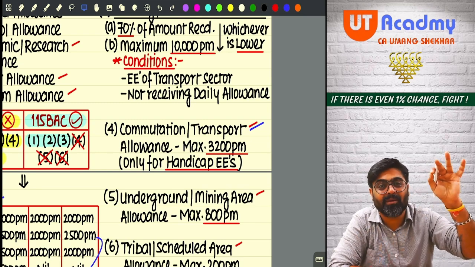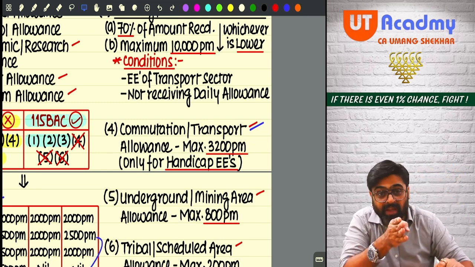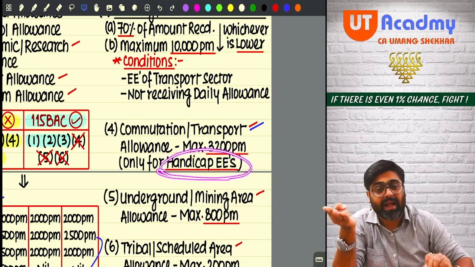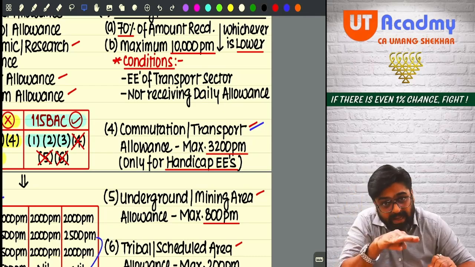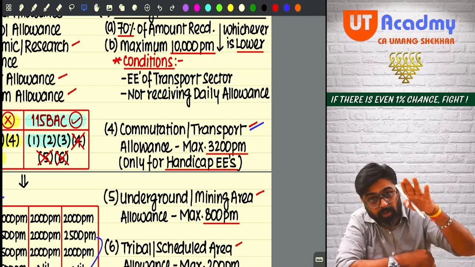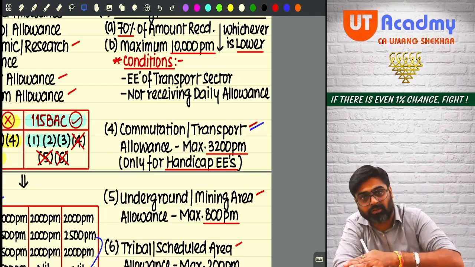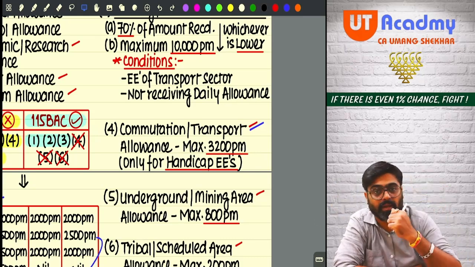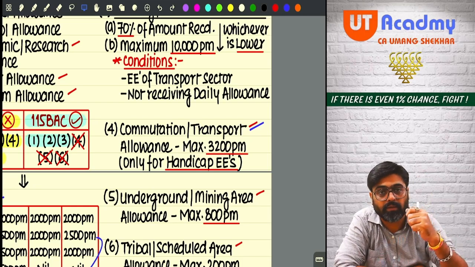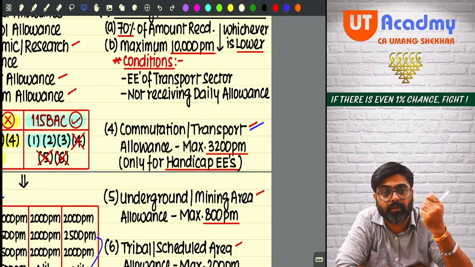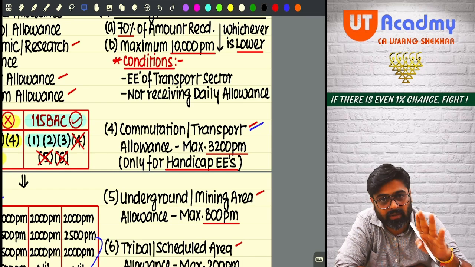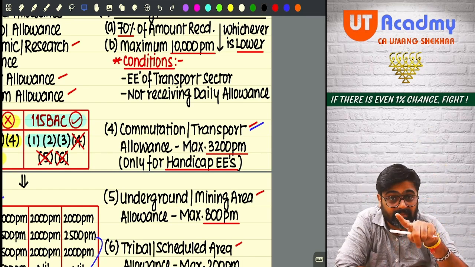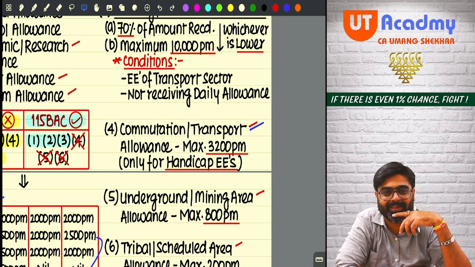3,200 rupees per month. So if the allowance is given to a handicap employee, and the handicap employee is receiving this allowance up to 3,200 per month or less, it will be fully exempt. But if that handicap employee is receiving this allowance more than 3,200, what will happen? Come on, tell me. Up to 3,200 exempt and the balance will be taxable. Meaning that the exemption is not given to normal employees.